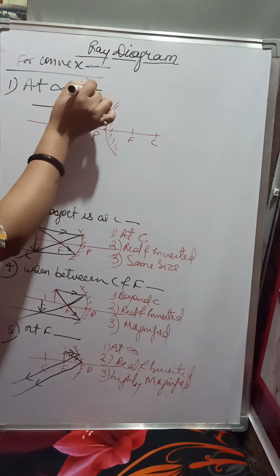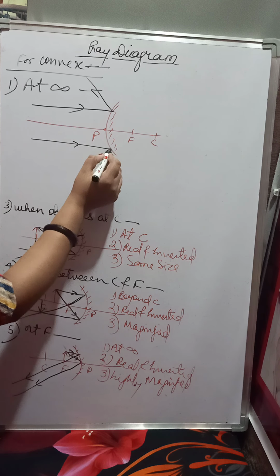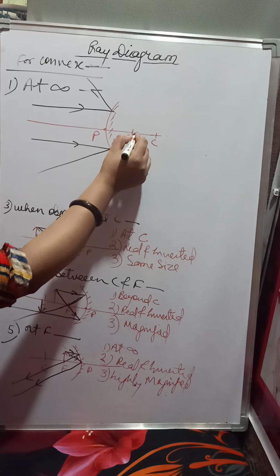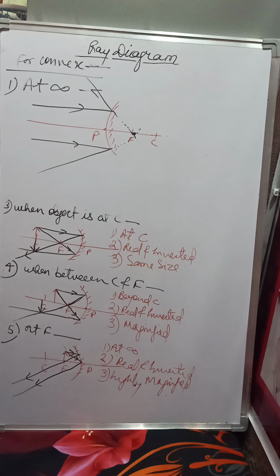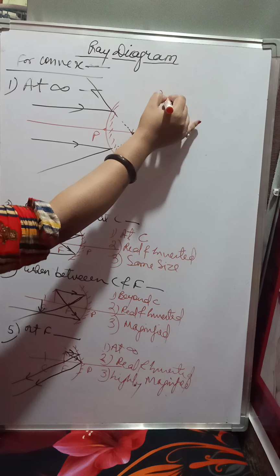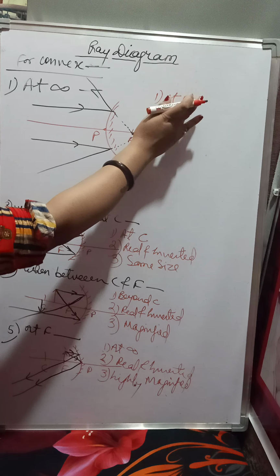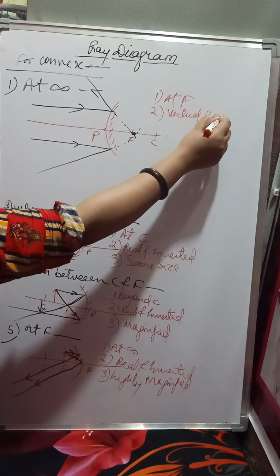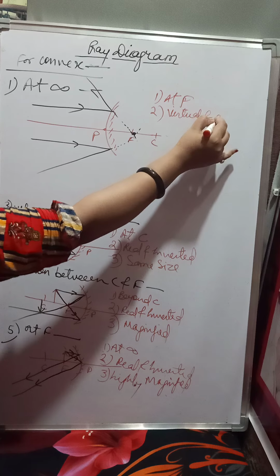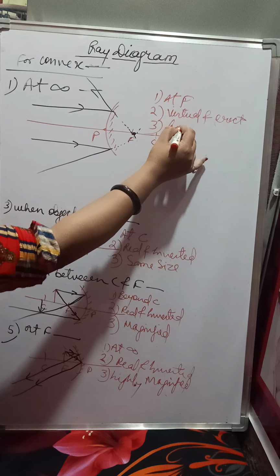After reflection, it moves away or it diverges. By constructing it backward, we will see that these two light rays are intersecting at point F. So image is formed at F. It is formed by the virtual intersection. So it is virtual and virtual image is always erect, erect or upright, and it is highly diminished.